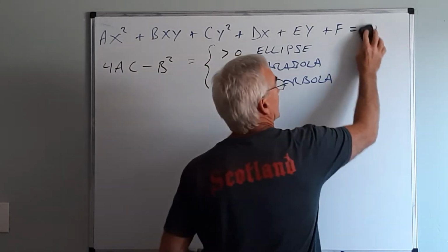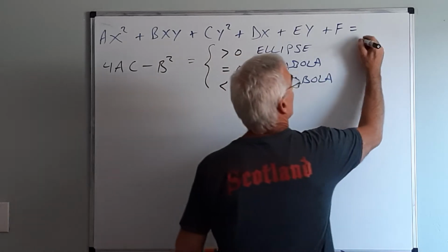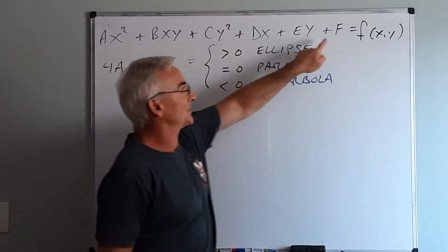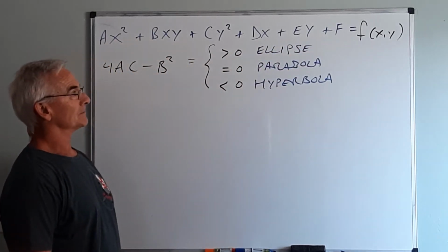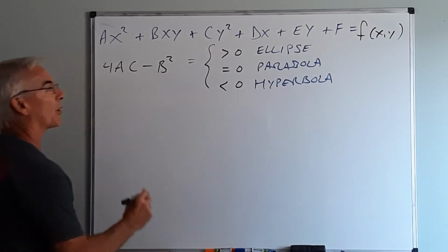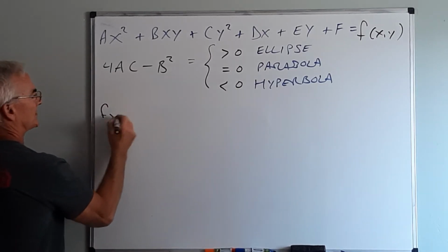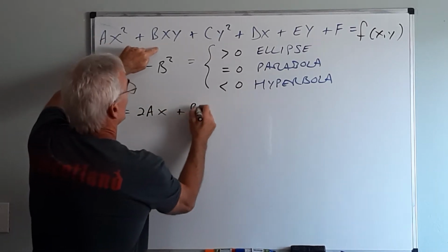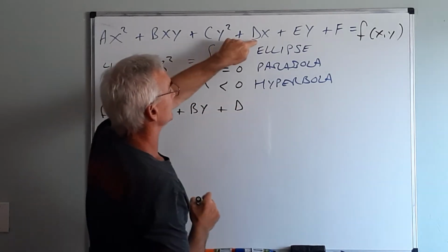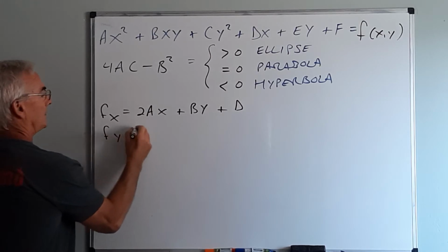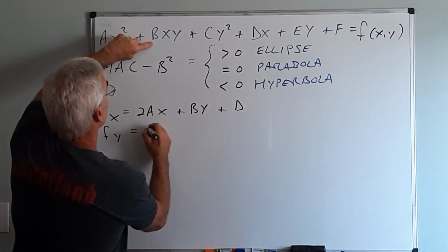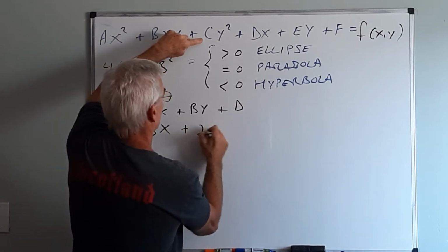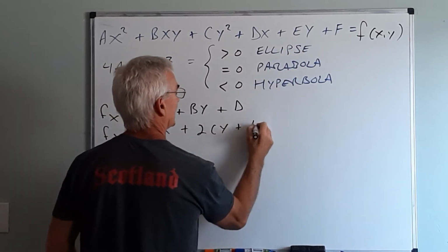Most specifically, let me replace 0 with f of xy. Now imagine we have f of xy is this conic, but now it's three-dimensional. So I want you to consider, if we look at the partial derivatives first of all. So if I said, what is fx? Then I would get 2ax plus by plus d. If I said, what's fy? We'd get, from that position right there, bx plus 2cy plus e.